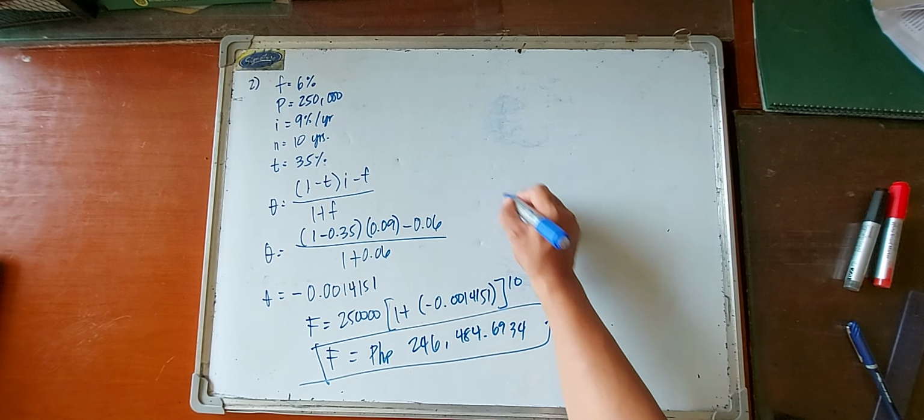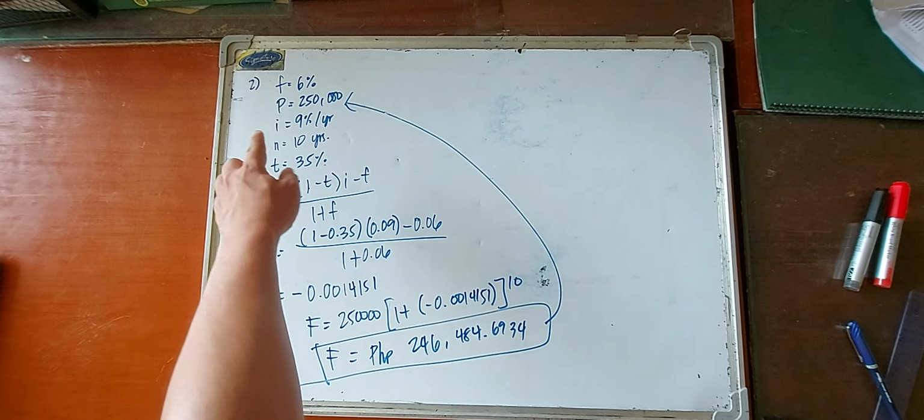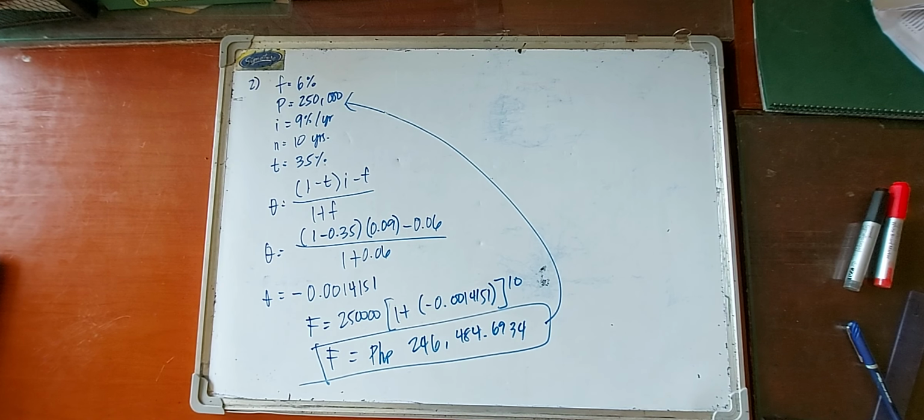Compare mo yan sa initial yung principal natin na 250,000. So bumaba yung kanyang value. Okay? So the investment is definitely not protected. So you ask or demand for more interest. Okay, so that's it. Our last topic for this particular chapter is annuity.